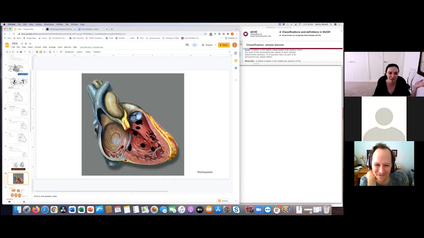Would you call that periseptal, were you saying? I'd call that perimembranous, sorry. Perimembranous, yeah. This one probably perimembranous. They probably both are. But this one probably goes into the outlet more. Or because I don't find this diagram super specific.